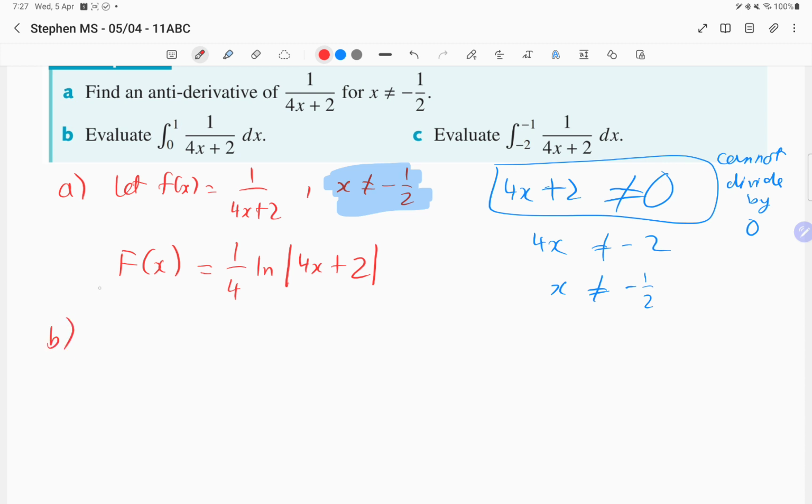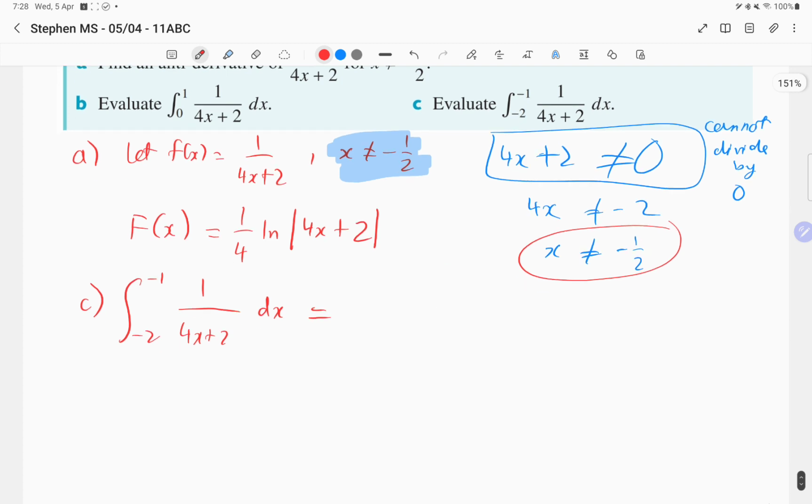Now, question B. Skip question B. You see the difference in question C. Antiderive from negative 2 to negative 1 of this thing, dx. Remember, it just cannot be negative 1 over 2, but it can be a negative number. Normally, you won't be able to get a negative number, but this time, you can. Why? Because when you apply the formula, this would be big F of minus 1, and then subtract big F of minus 2.